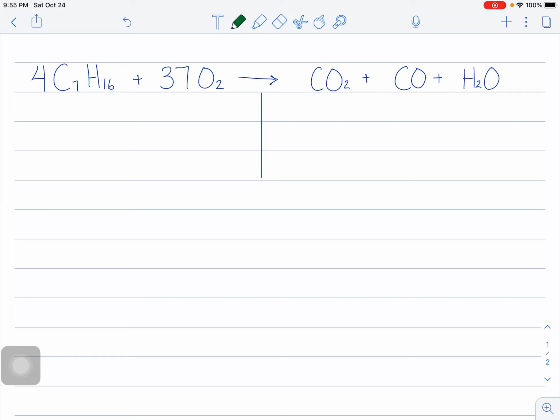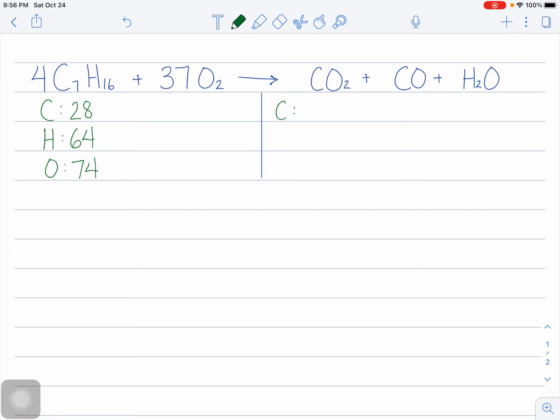To balance the equation for the incomplete combustion of heptane, we're going to start by counting how many atoms of each element, carbon, hydrogen, and oxygen, we have in the reactants. For carbon, we have 7 in each heptane times 4 heptane, so 28 atoms of carbon. Hydrogen is 16 atoms per heptane times 4, which is 64. And oxygen is 2 atoms per oxygen times 37, which is 74 atoms of oxygen.